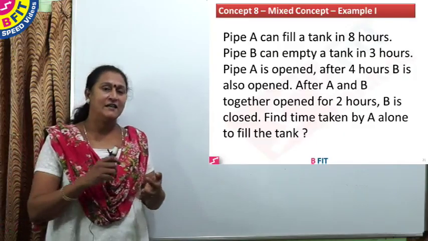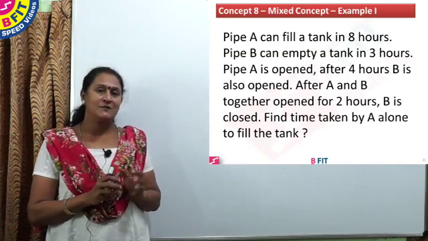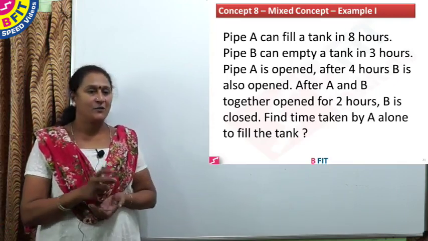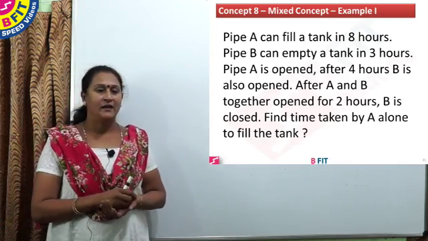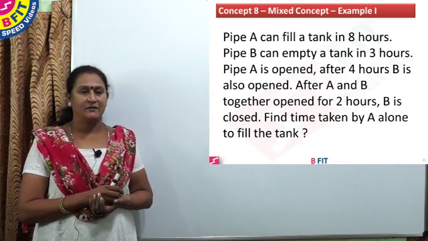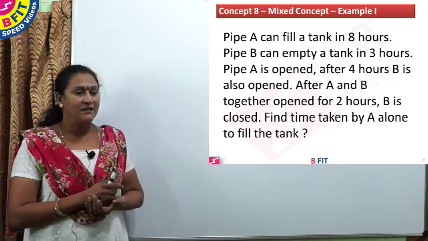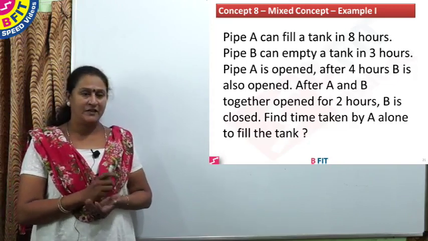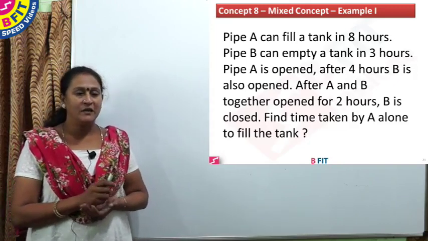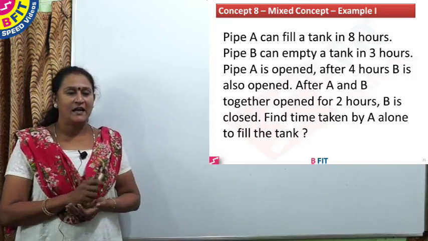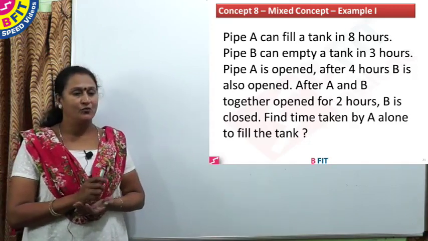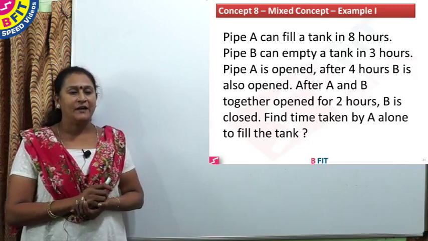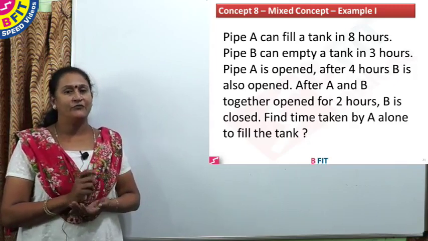So now we'll see an example where all concepts are mixed and given. So the question is, pipe A can fill a tank in 8 hours. Pipe B can empty the same tank in 3 hours. So pipe A is opened first, and after 4 hours B is also opened. After A and B together are open for 2 hours, B is closed. Find time taken by A alone to fill the tank.